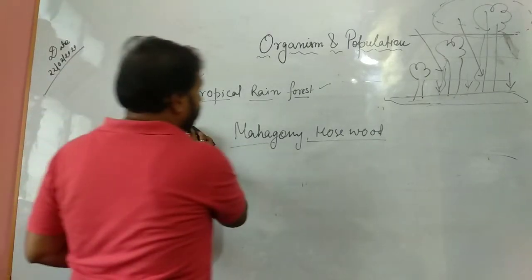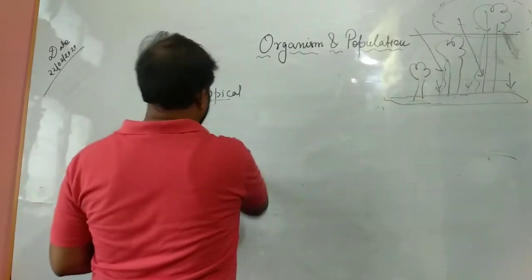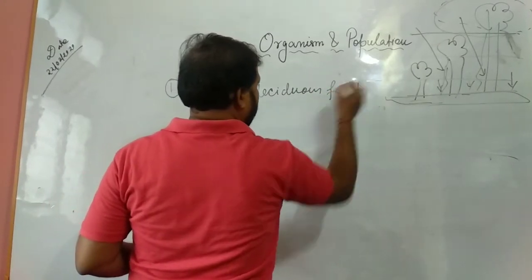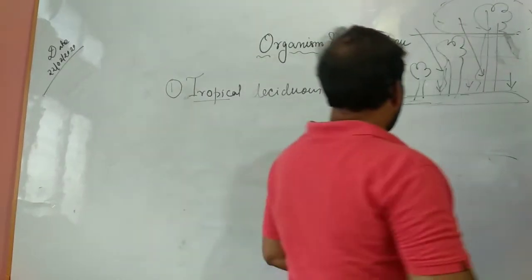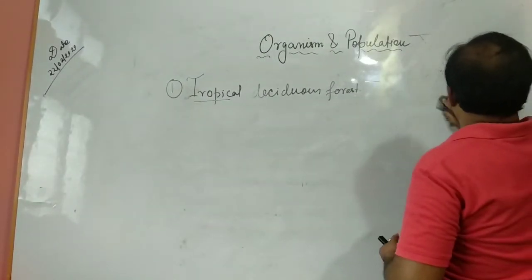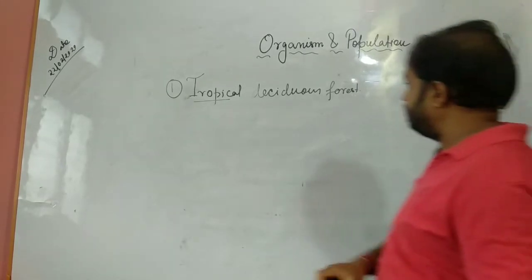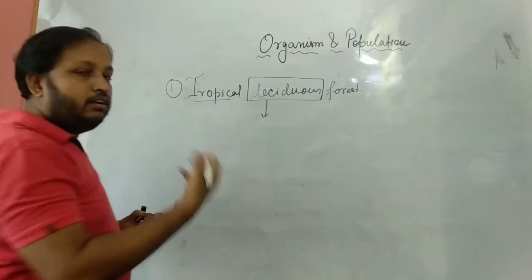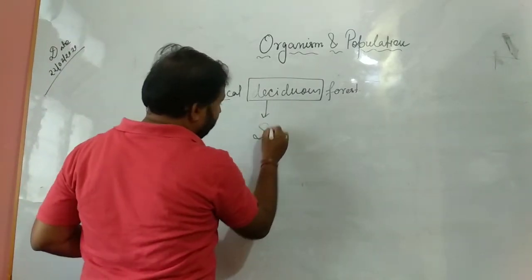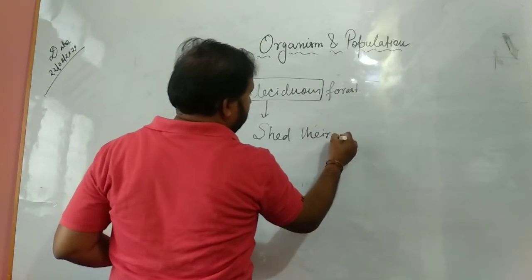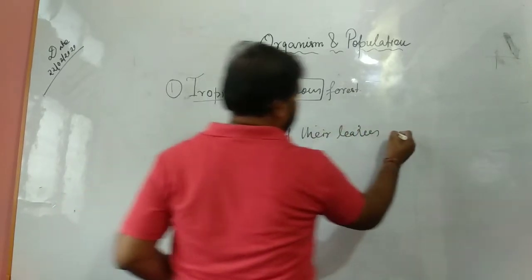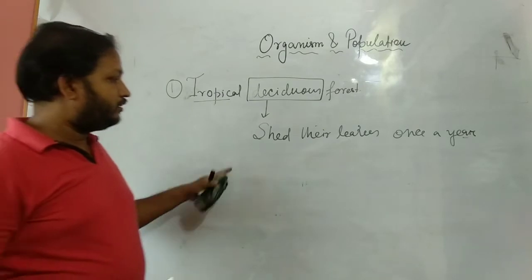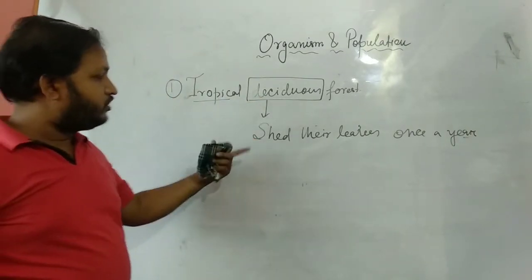The next kind of forest is tropical deciduous forest. The name itself tells something: the word deciduous means that the plants in this forest shed their leaves once a year. That is before the monsoon. Because the monsoon comes after the autumn season, this forest's trees shed their leaves.